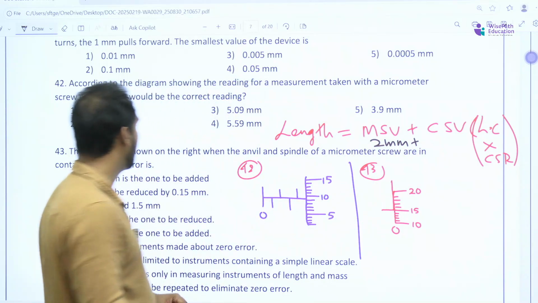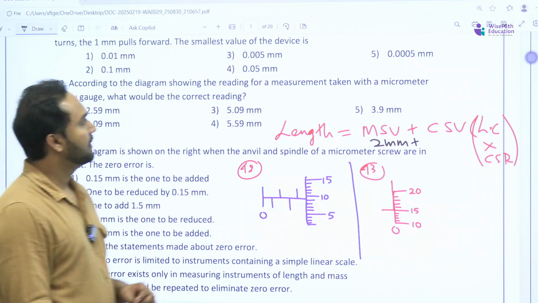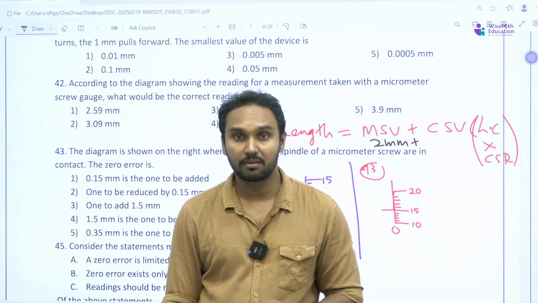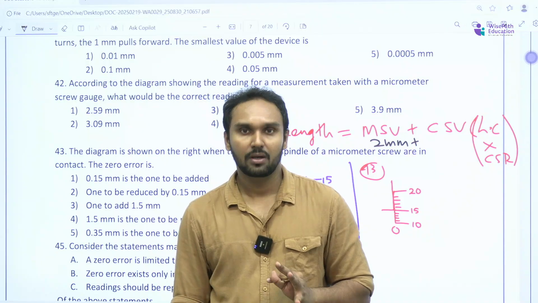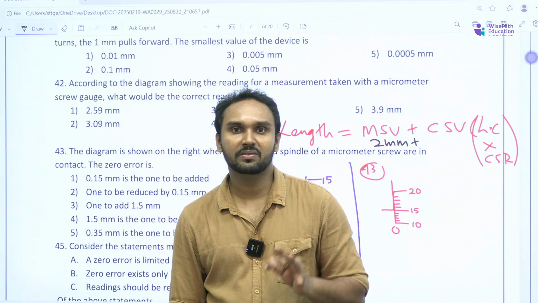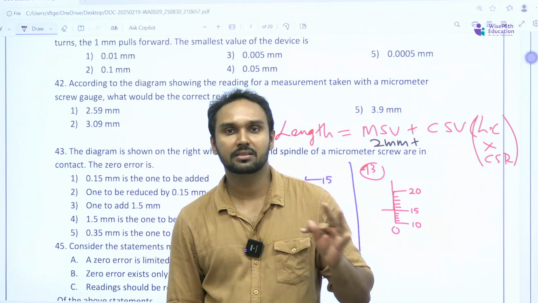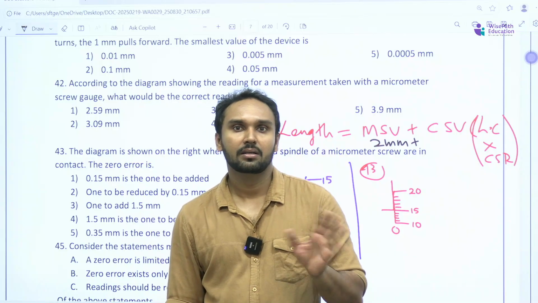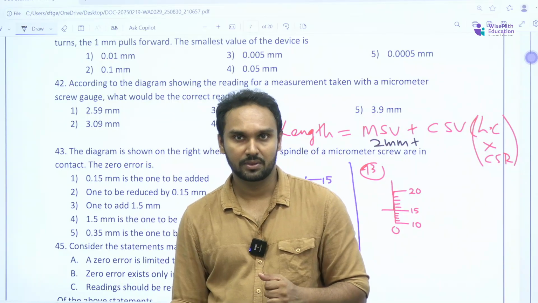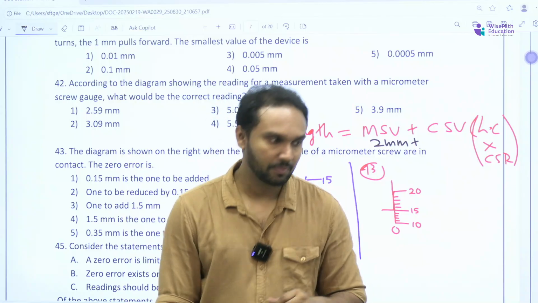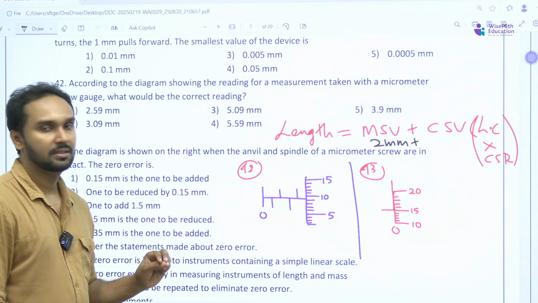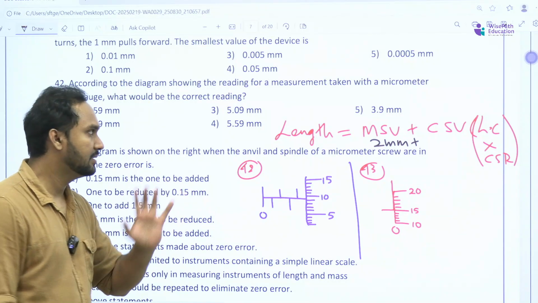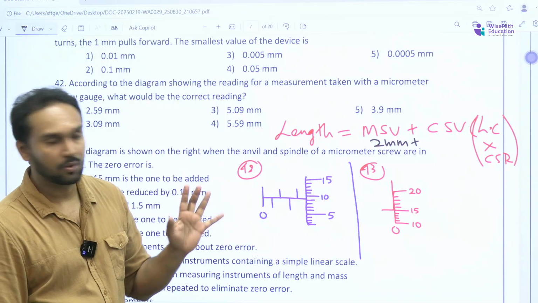So the main scale is 2 millimeters, right? Plus, the least count. If the least count isn't given, now the common least count of a micrometer screw gauge is 0.01 millimeter. That you are supposed to know, right? Or else, if the pitch and the number of circular scale divisions are given, you just divide the pitch by the number of circular scale divisions, you get the least count, right? That is the simple formula. Or if any of the clues aren't given about the least count, just take it as 0.01 millimeters because that is the common least count, right?